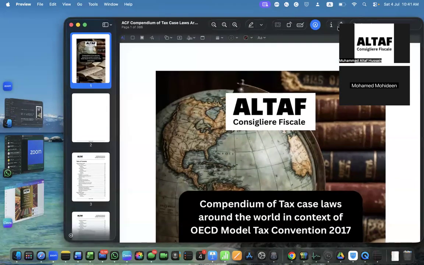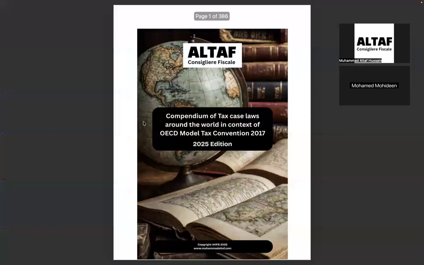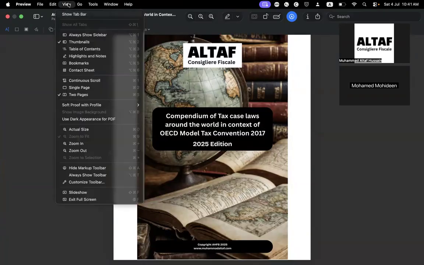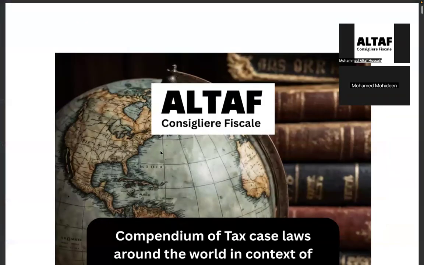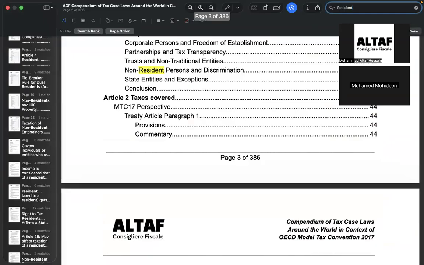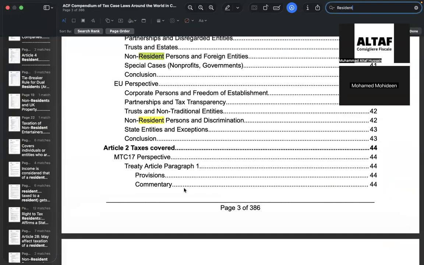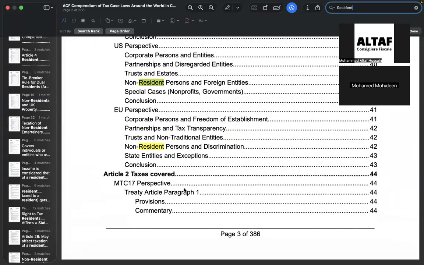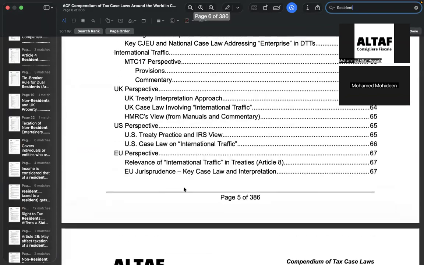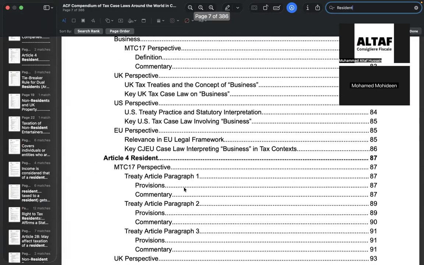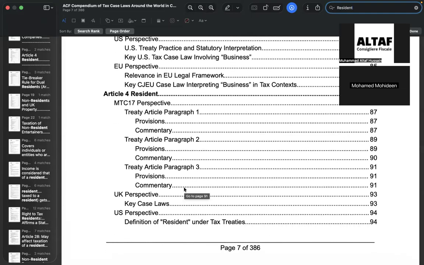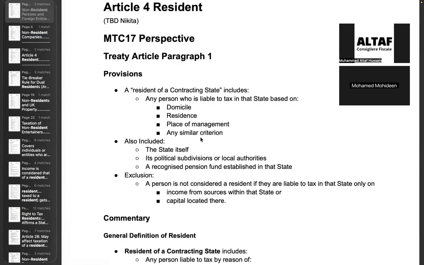So this is another publication of mine, which is a summarization of a huge document, including tax case laws. Anyways, I would want to go directly to resident. Yeah, there you go. So you see this?